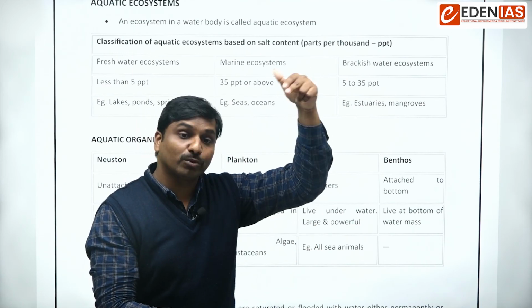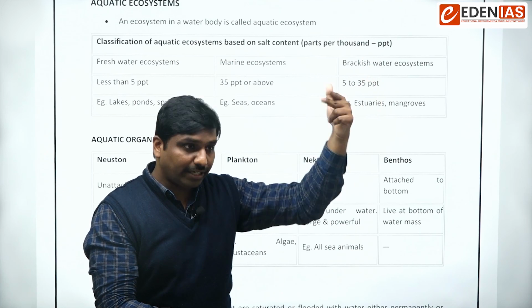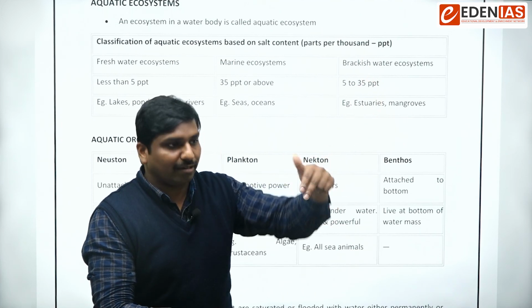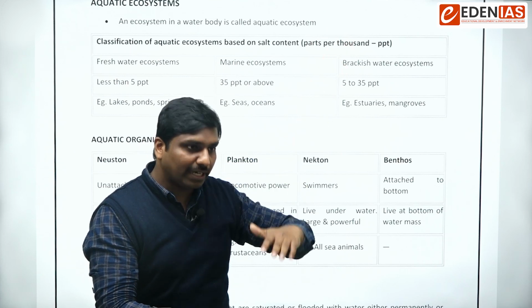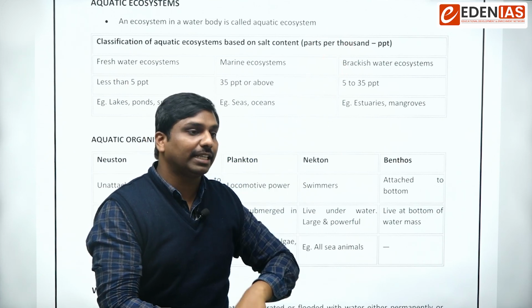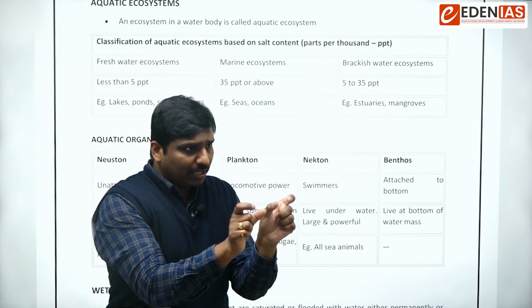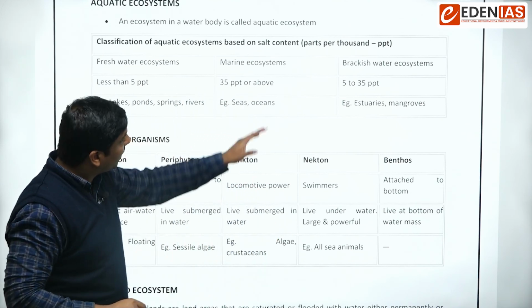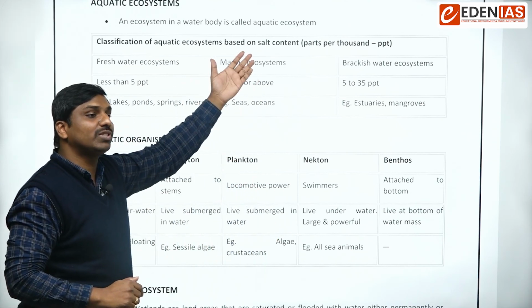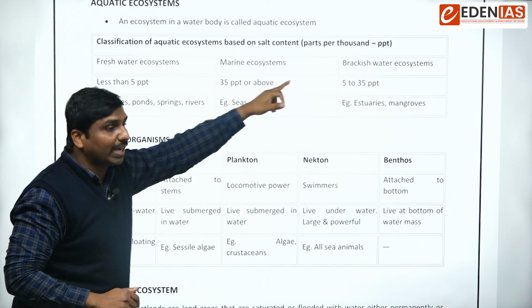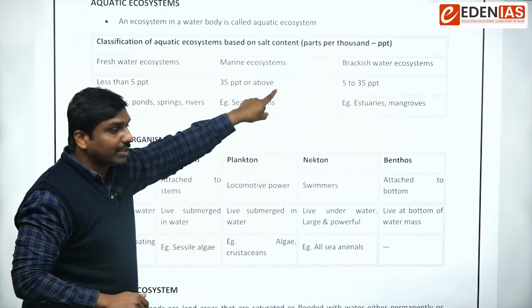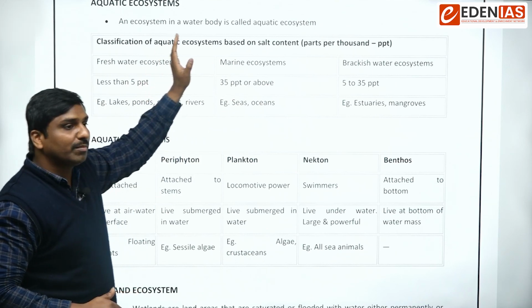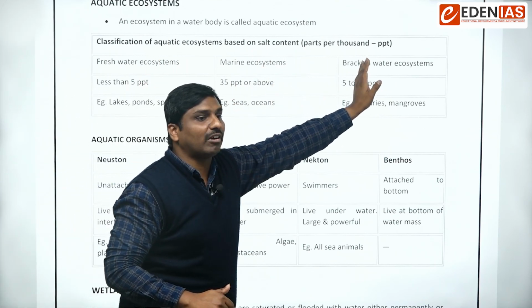In land ecosystems, terrestrial ecosystems, rainfall was the main thing. If adequate rainfall, then forest. Lack of rainfall, then desert. Medium rainfall, then it is grassland. In a similar fashion, the criterion here is salinity. So you remember these values: less than 5, greater than 35, and 5 to 35. Freshwater ecosystem, marine water ecosystem, and brackish water ecosystem.